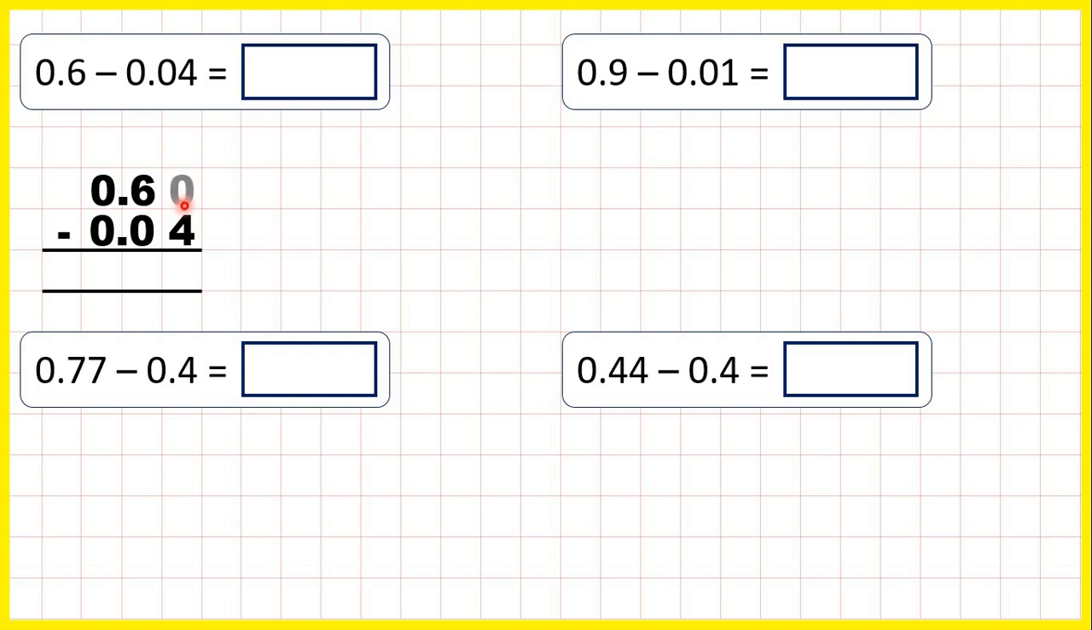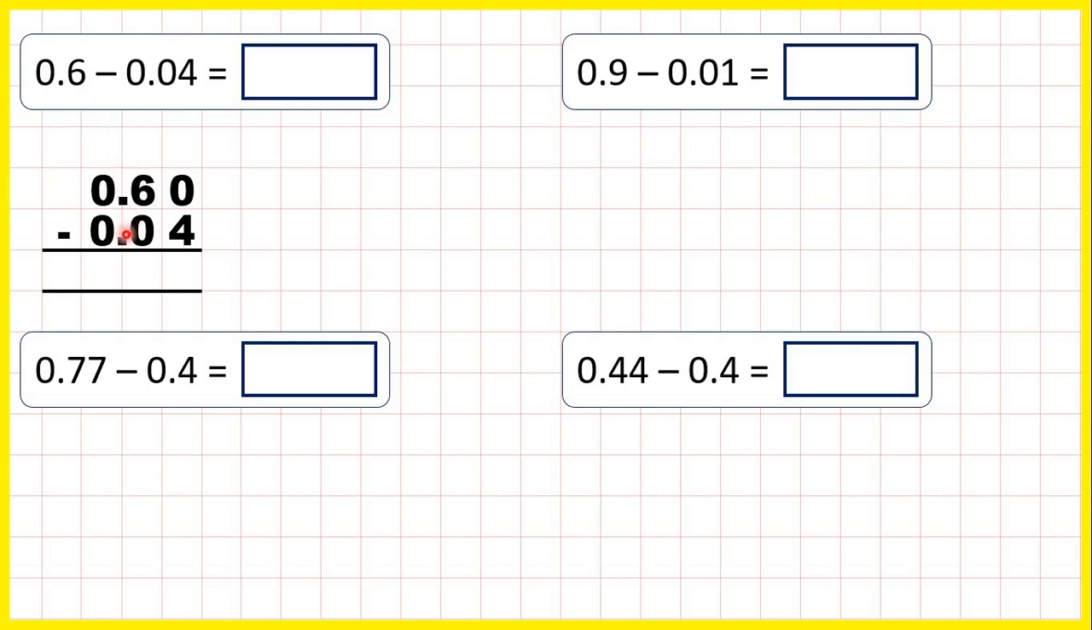Now, we can write a 0 in this empty square, because 0.60 is the same as 0.6, so we haven't changed the question. We can always write zeros on the end of decimals, because here, all the 0 tells us is that we don't have any extra hundredths, we just have 6/10.